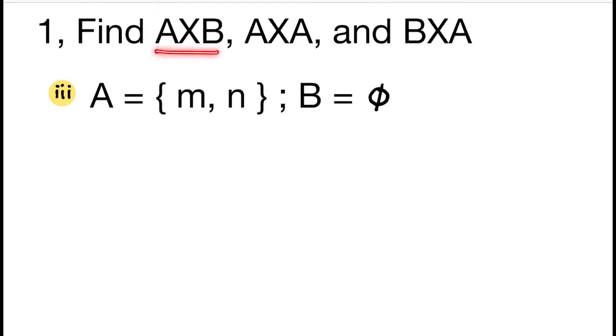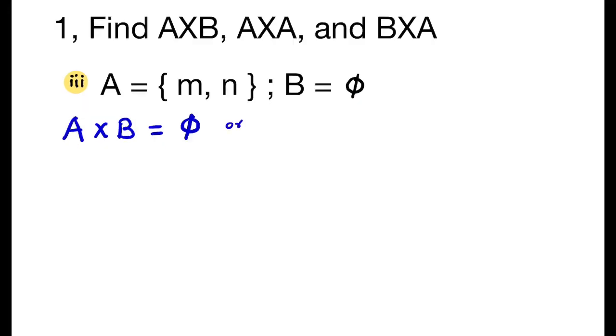Find A cross B, A cross A and B cross A if the set A contains elements M and N and B is a null set or an empty set. A null set is a set that contains no elements. A cross B is a null set because B is a null set. So we cannot form ordered pairs.